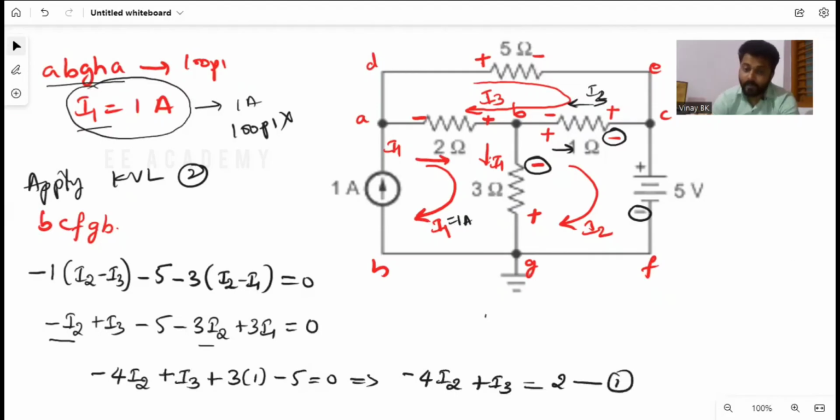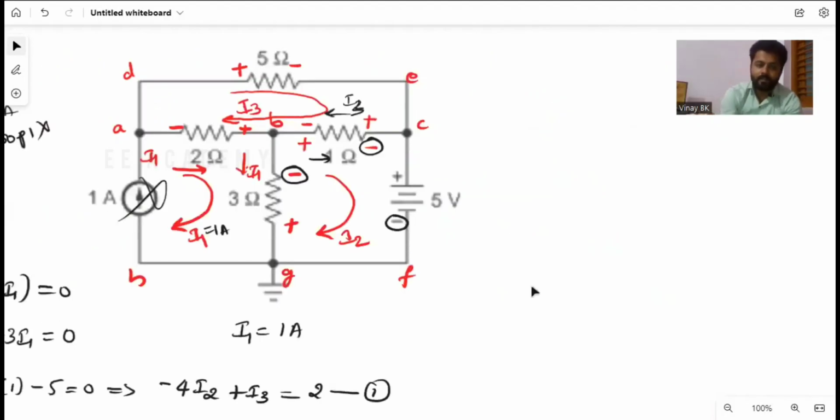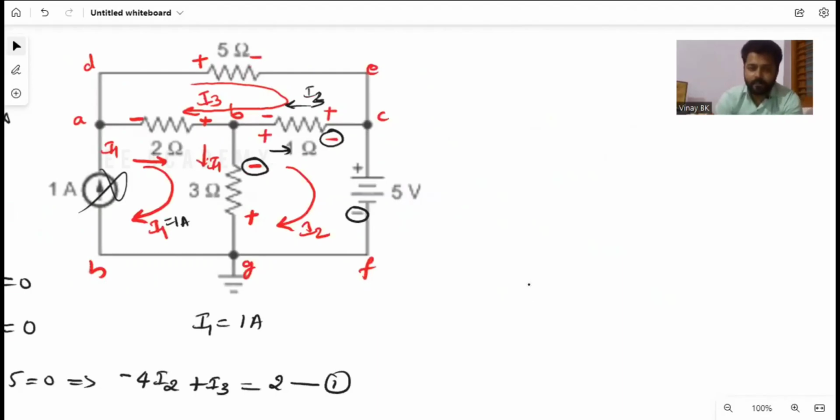You already know the I1 value, that is 1 ampere, so you will neglect this loop. By neglecting that loop, apply KVL to the rest of the two loops. Similarly, you apply KVL for loop 3, in the clockwise direction. I will name it A, D, E, C, B, A. I3 is flowing. I'll mark the polarities based on the direction of current: minus, minus, minus. I'll write the equation now.